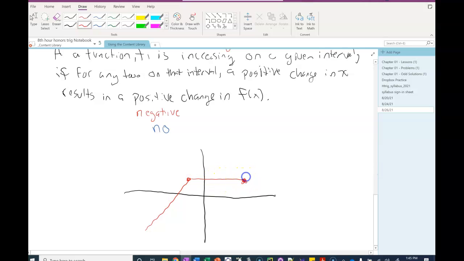So let's just say we have this example. So here's our function. If I think about a little person that walks along my function from left to right. So there's my little person. This first section of the graph is all uphill, right?